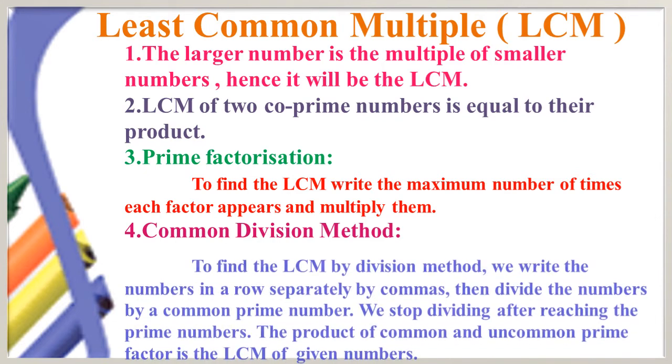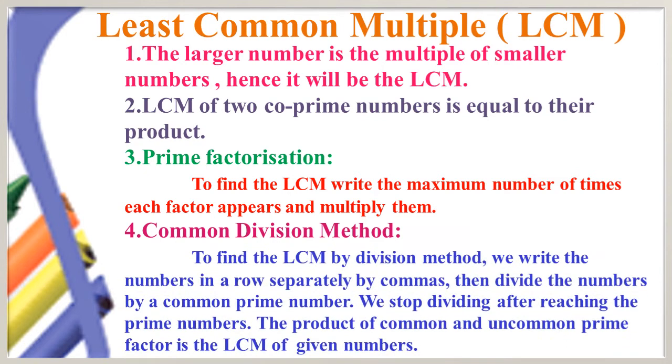So here, to find LCM by division method, first we write the numbers in a row separated by commas. Then divide the numbers by a common prime number. We stop dividing after reaching the prime numbers, and the product of common and uncommon prime factors is the LCM of given numbers.